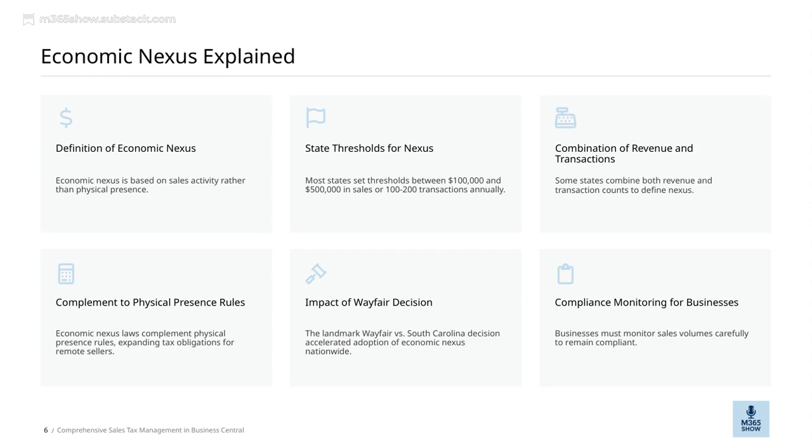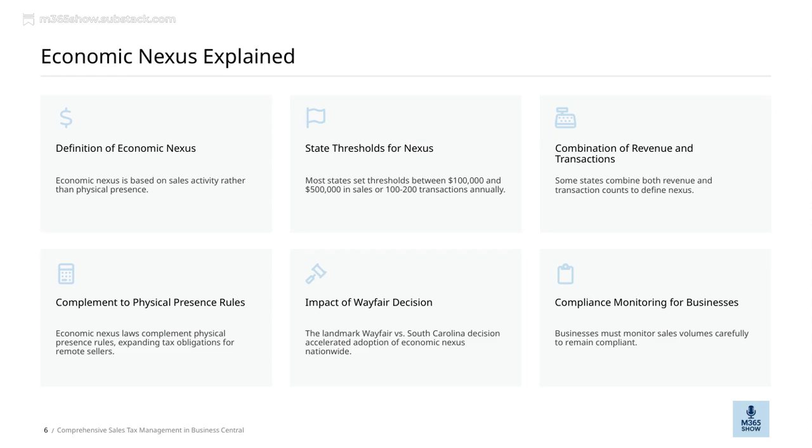Some states have even combined metrics, like revenue generated and the number of transactions, to define when economic nexus kicks in. This means they look at both how much money you're making and how many transactions you're conducting. Typically, most states establish thresholds, say, between $100,000 and $500,000 in sales annually, or around 100 to 200 transactions. Once you cross these thresholds, you are considered to have economic nexus in that state.